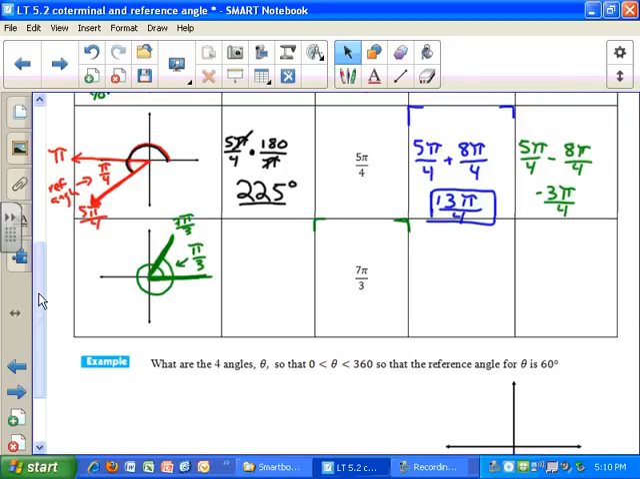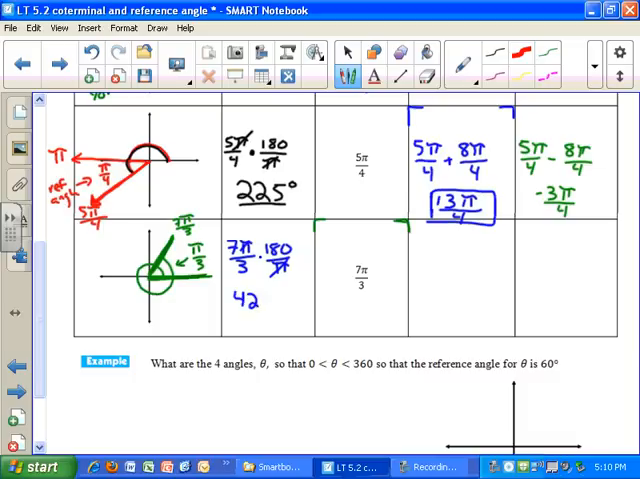Converting that to degrees, we could do 7 pi over 3 times 180 over pi. And when I simplify that, I know my pi's are going to cancel, and so I can do 7 times 180 divided by 3, and I get an angle of 420 degrees, which makes sense that it would be 360 plus another 60. That looks about right, 420 total degrees.